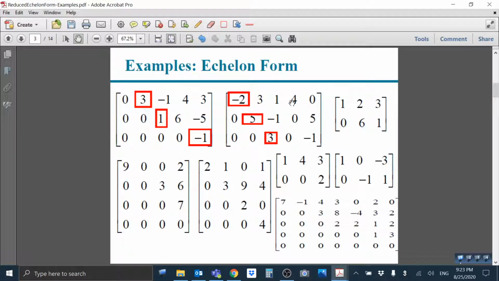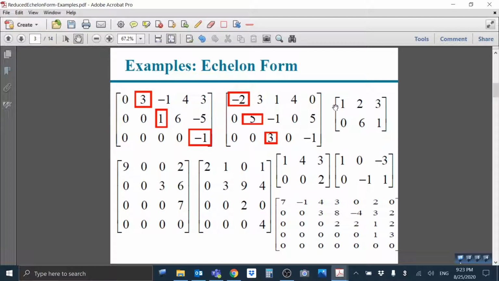This is echelon form. By the way, it's not in reduced echelon form because my leading entries are not 1. That's one of the reasons. Second reason, to be in reduced echelon form, your leading entry needs to be the only non-zero in its column, and your leading entry needs to be 1. So obviously I don't satisfy those two conditions. So this matrix is in echelon form.